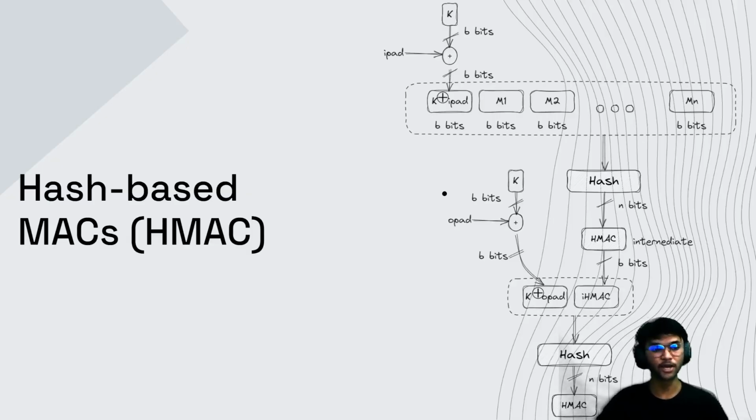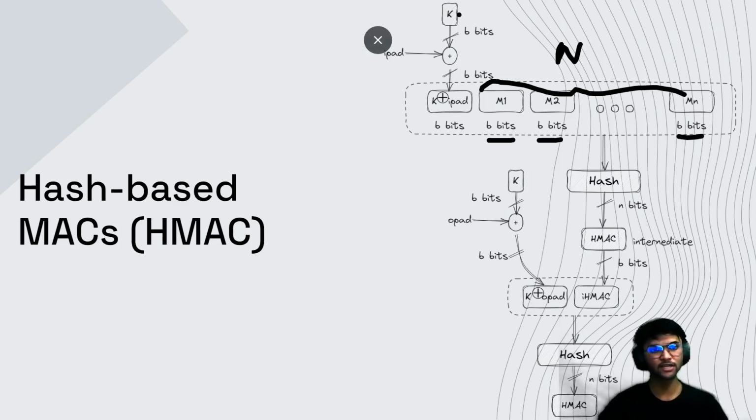This is where HMACs or hash-based MACs come in. HMAC is a specific construct for generating a MAC algorithm out of collision-resistant hash functions. They use two passes of hash computation and provide better immunity against length extension attacks. Let's see how it's done. The message M is first divided into n blocks, each of b bits.